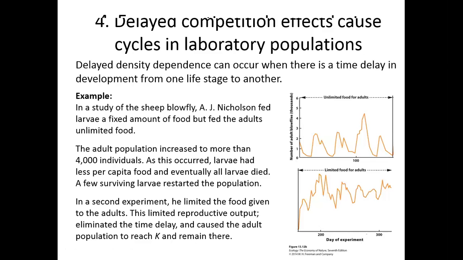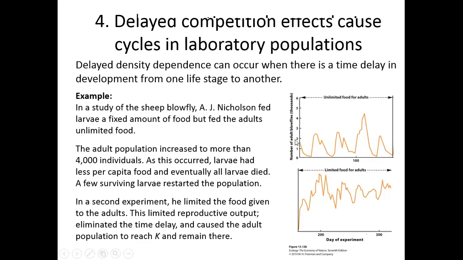So here's another example of delayed density dependence. Okay, sheep blowflies, which are very attractive. Yeah, you just feed them hamburger, and they have population cycles. Now, what happens here is that you can either feed them a fixed amount of food as larvae, or feed the adults an unlimited amount of food.